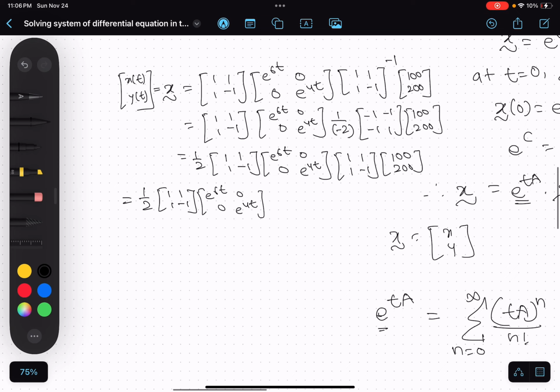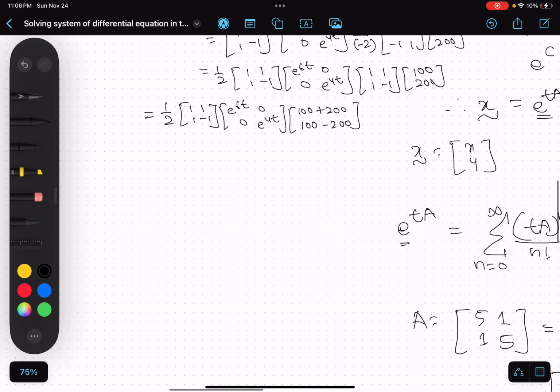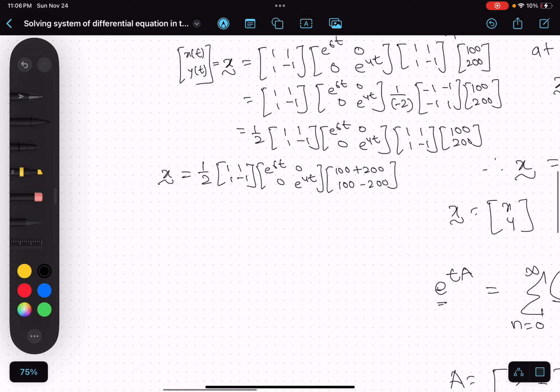Let me multiply the last two matrices. This should be 100 plus 200, 100 minus 200, right? Okay, this is satisfying because the answer is reducing a lot into simpler expressions. This is half 1, 1, 1, minus 1, and now that's just 300.